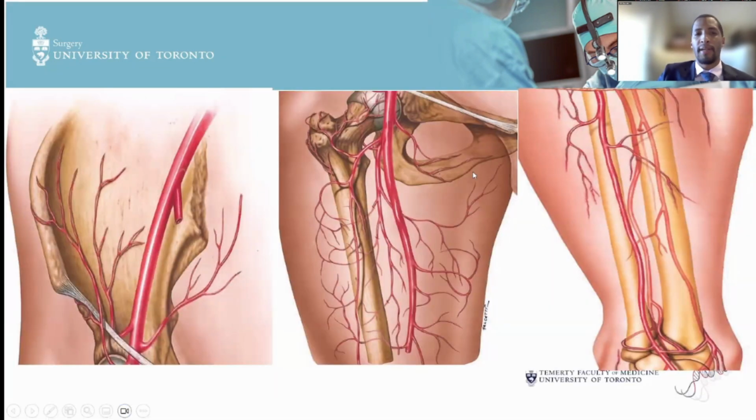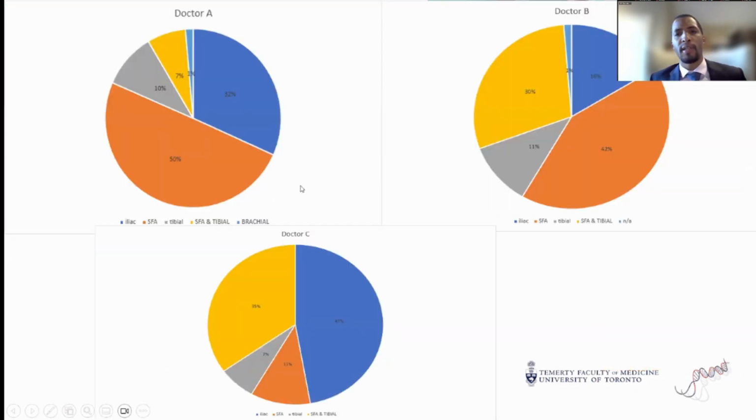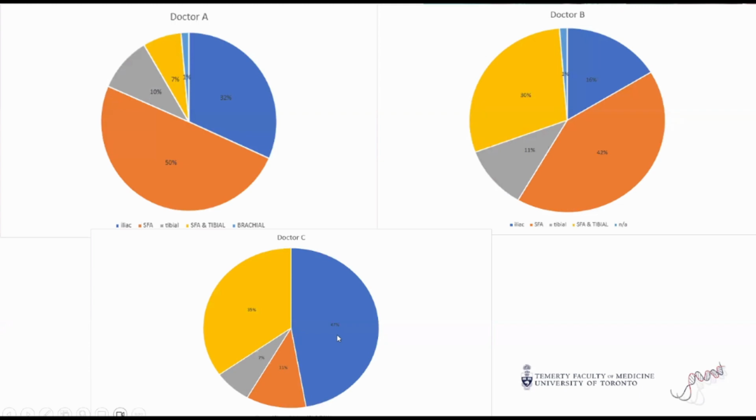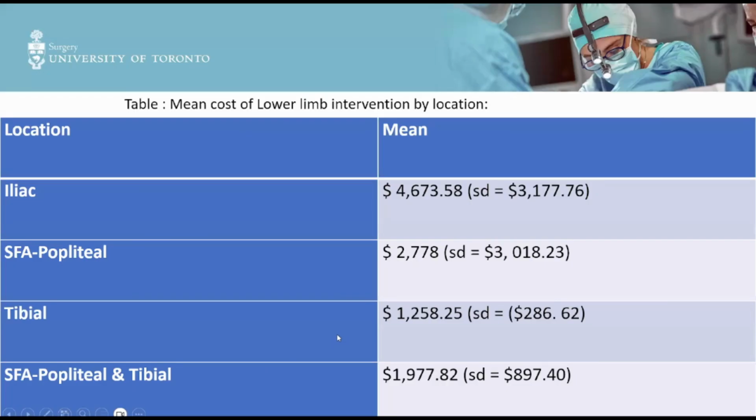We also wanted to stratify based on the location. You know that aortic iliac disease is quite different from tibial peroneal disease, and the costs needed to treat it also vary. This pie chart shows what areas were treated by the specific doctors as a percentage of the total cases. And you can see that doctors A and B did predominantly SFA disease, followed by iliac, while surgeon C did a heap of aortic iliac disease.